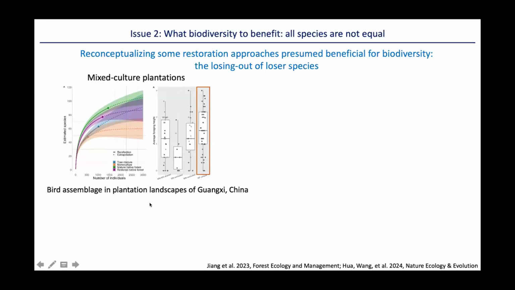And as shown here by the result of a postdoc in my lab, Dr. Demeng Jiang, what he found was in the production landscape, the plantation landscape in Guangxi province in China, if you convert monoculture plantations, here shown in the bottom orange, to mixed plantations, shown here in blue, right on top of the orange band, we do see increases in species richness. So in other words, there are tangible benefits of bringing some species back into the landscape.